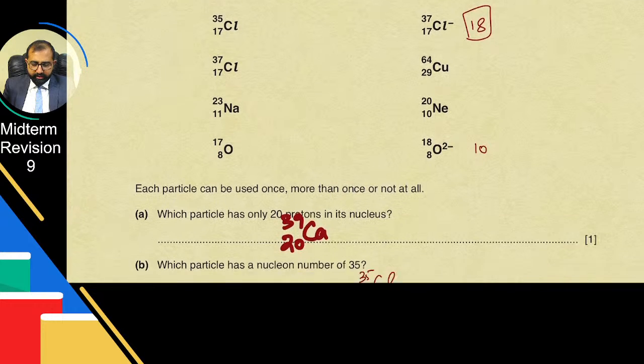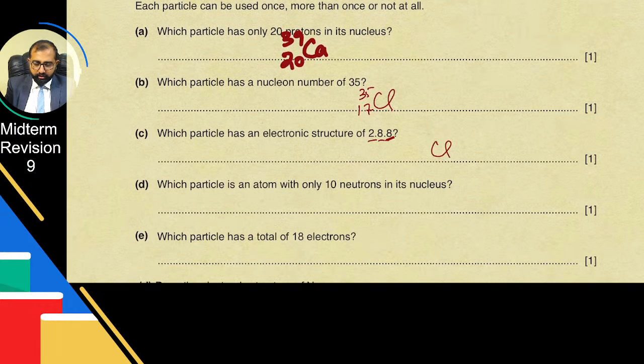So I'm going to pick Cl minus 17, 37, and that is my answer.